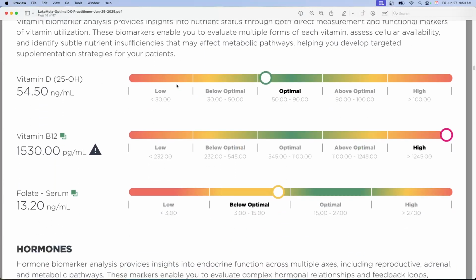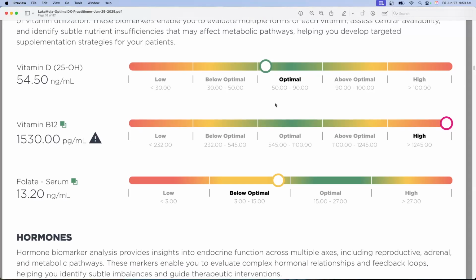So, some vitamins here. I tested vitamin D in the optimal range. Definitely would like to see that above 50. So I'm slightly above 50 there, which is good. Their optimal range is 50 to 90. 90 might be a little high, but if it's above 50, I'm pretty happy with that. Certainly within the optimal range.